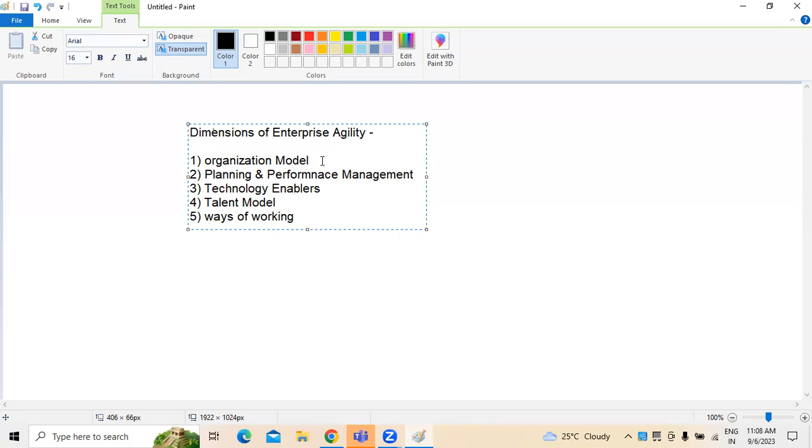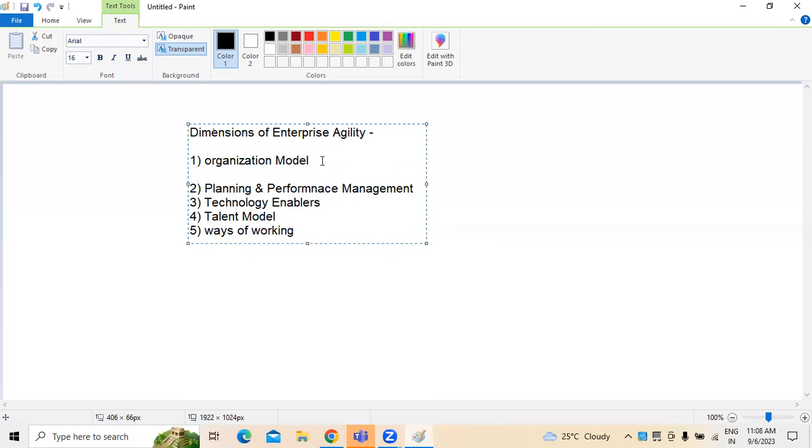enterprise agility. Now, when we focus more on the first one, which is called organization model, the organization model majorly focuses on 3 different areas. So the first one is about the product model and design.